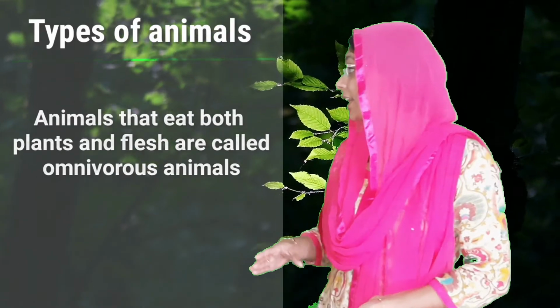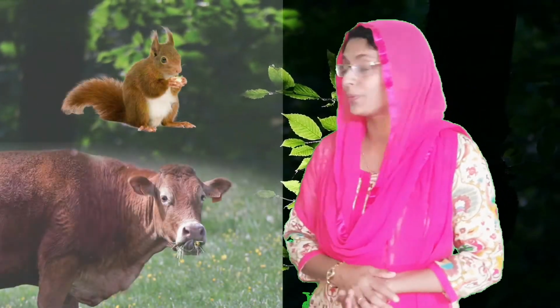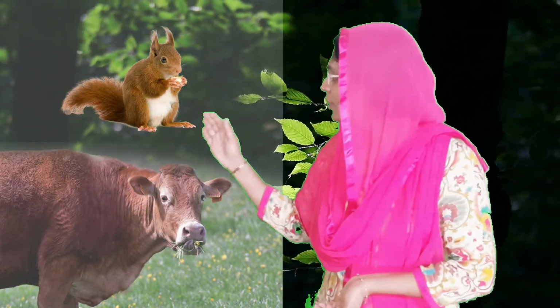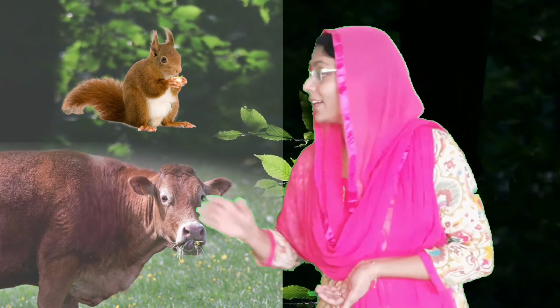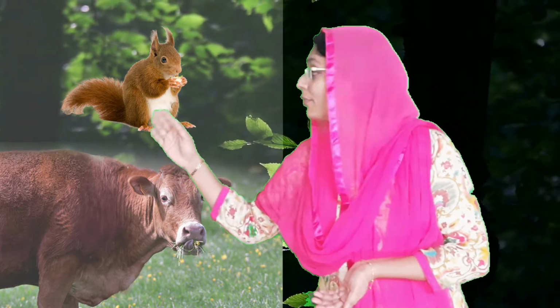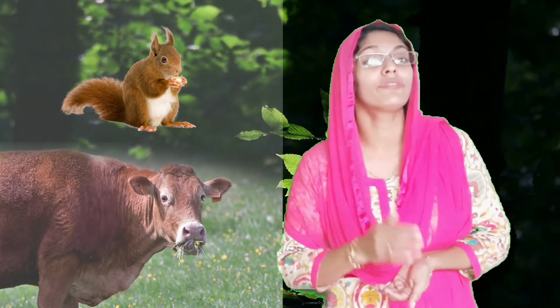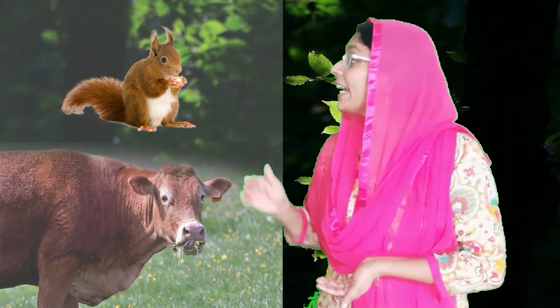Now you can check this image once more. How do they eat food? Do they eat the same way or differently? Tell me. Yes, they are eating in different ways. So animals have different styles of eating. Now I am going to explain about the different eating styles of animals.